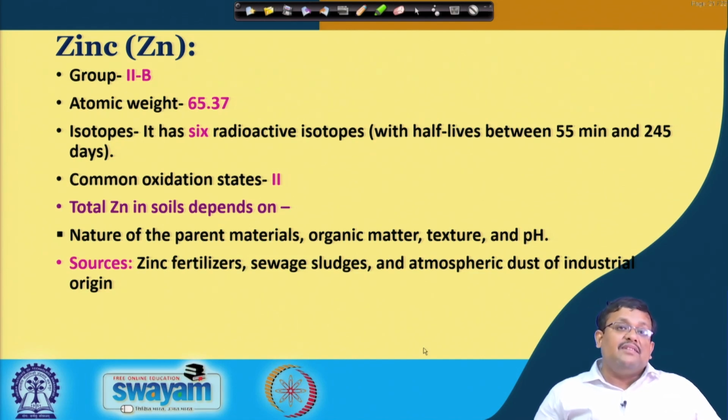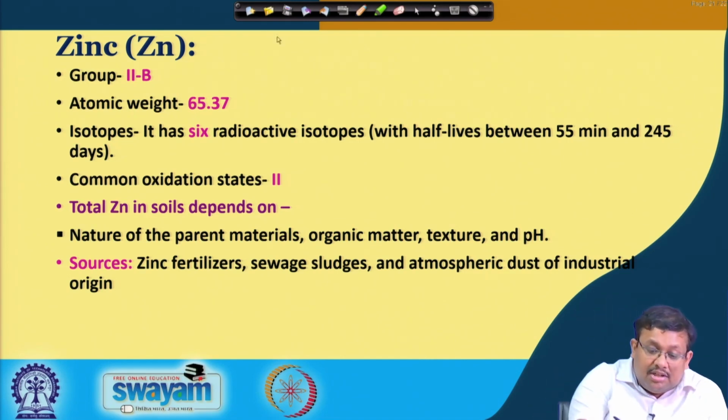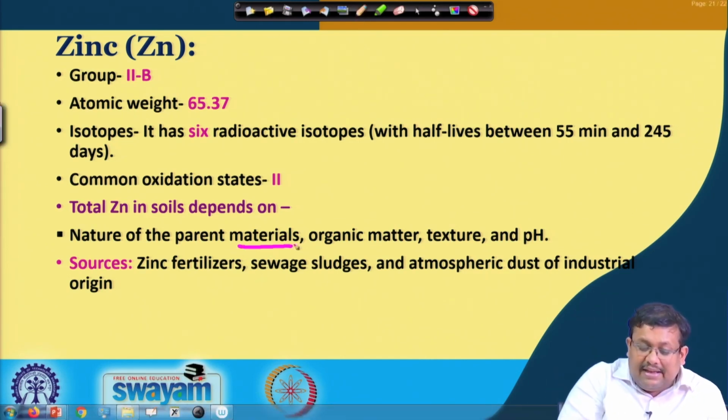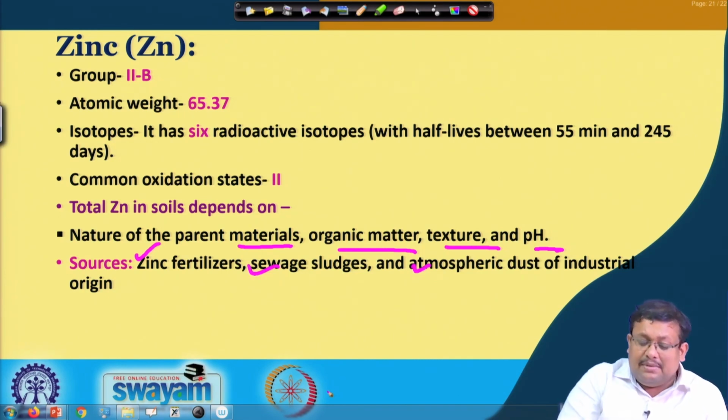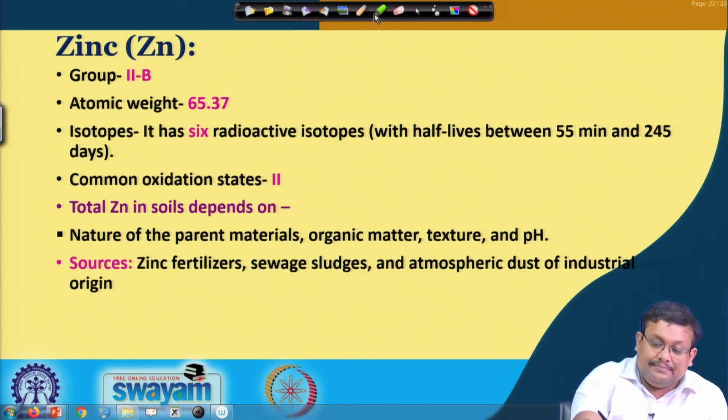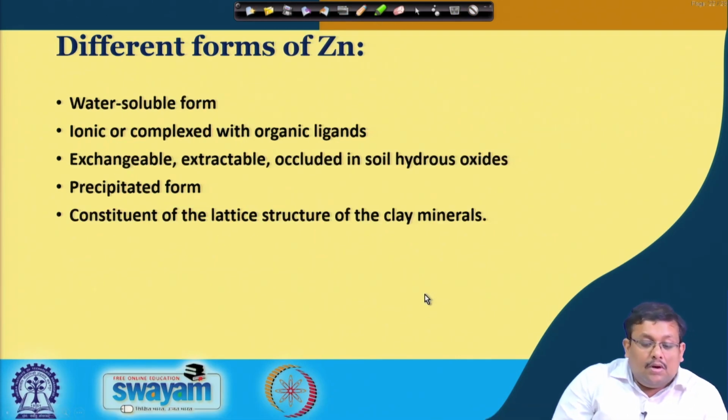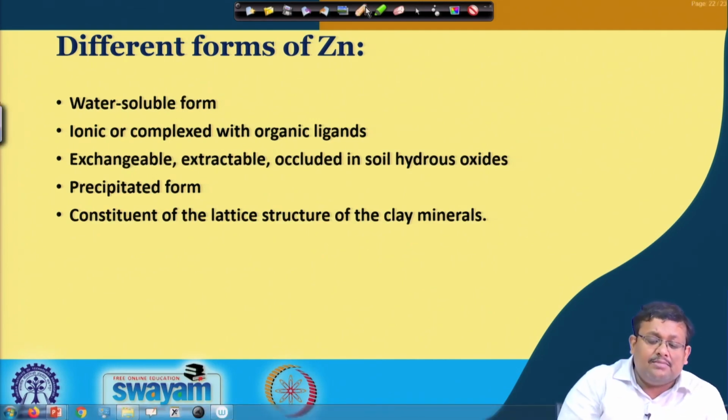The next important trace element is zinc. Zinc belongs to group 2b with an atomic weight of 65.38. It has 6 radioactive isotopes with half-lives between 55 minutes and 245 days, and a common oxidation state of 2. Total zinc in soil depends on the nature of parent materials, organic matter, texture and pH. The sources of zinc in soils are zinc fertilizer, sewage sludge and atmospheric dust of industrial origin. So you can see most of the sources are anthropogenic in nature.